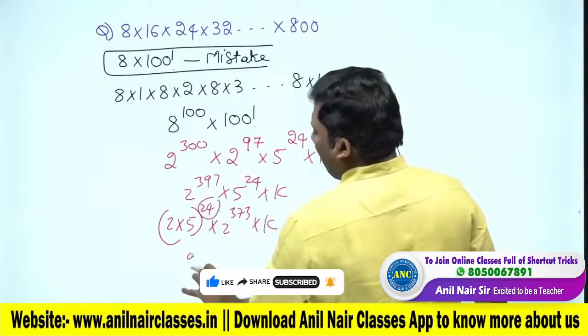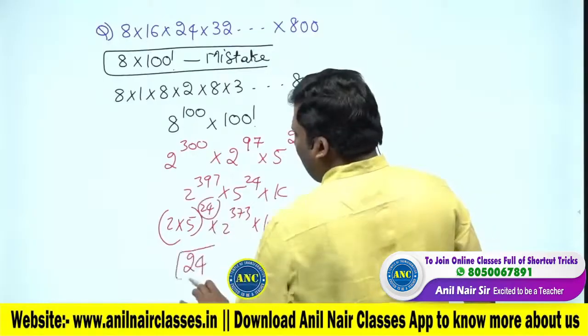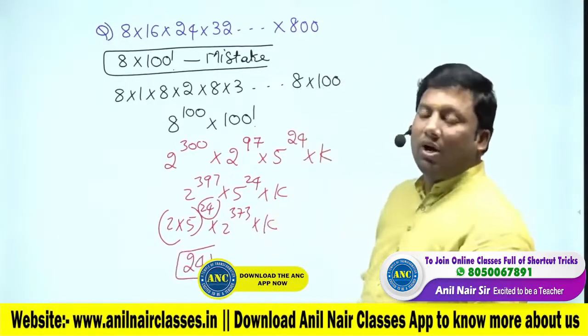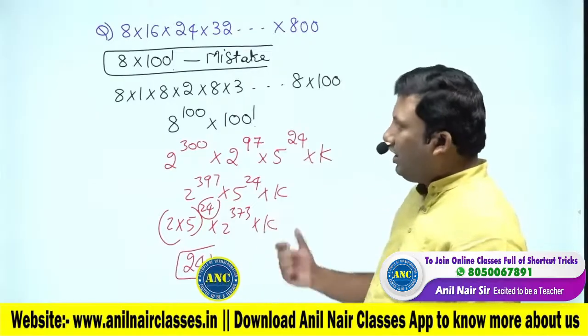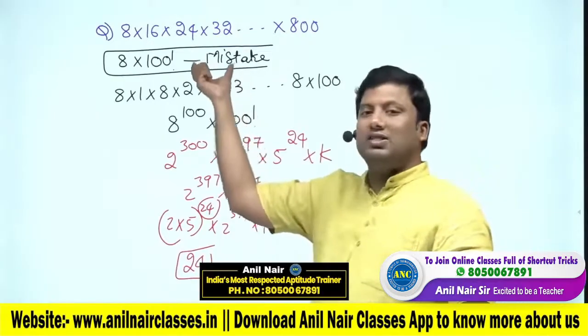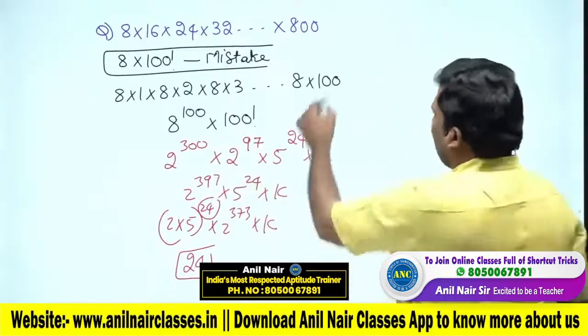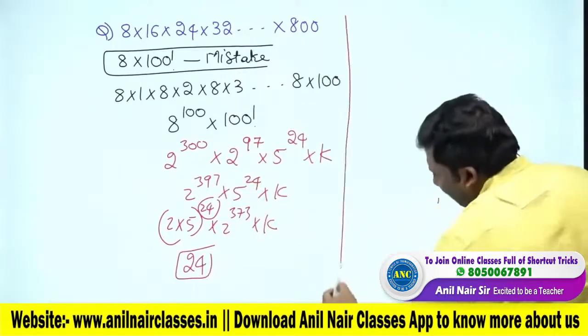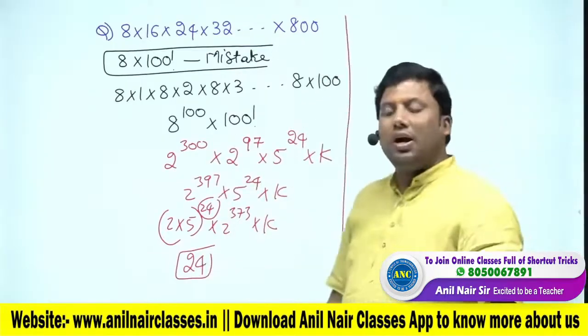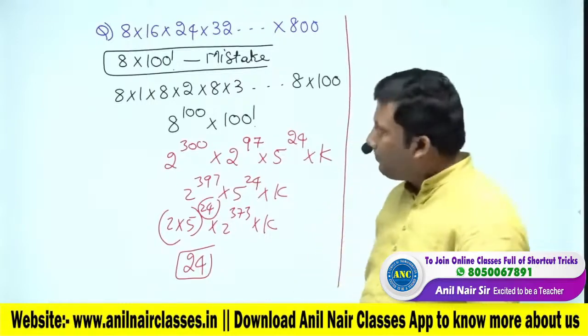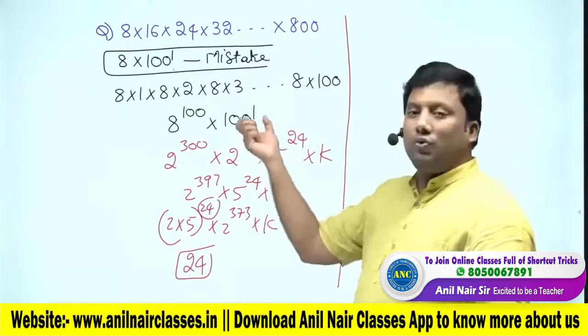10 power 1 will have 1 zero at the end. 10 power 24 will have 24 zeros at the end. Find the number of trailing zeros for this question. Answer is 24. Answer for this question is 24. I hope the idea is clear. 8 into 1, 8 into 2.